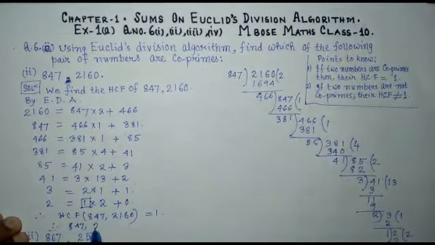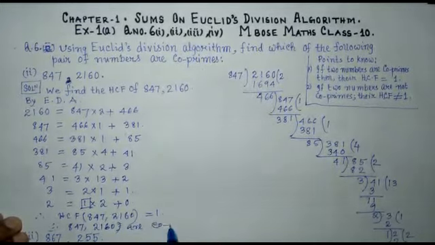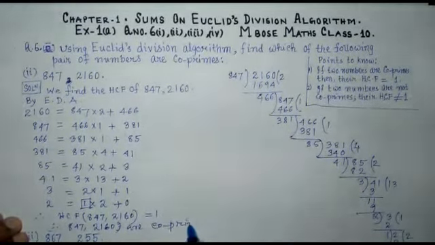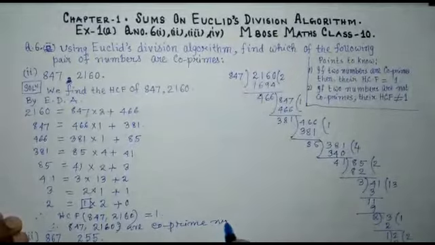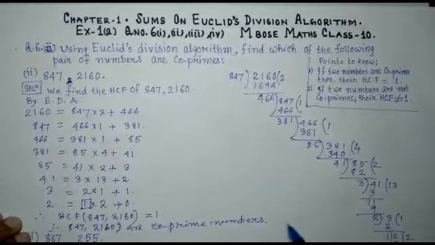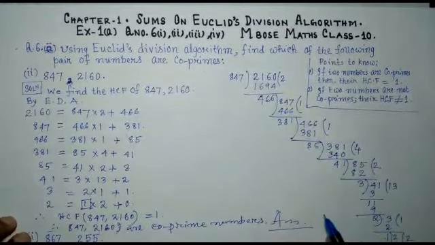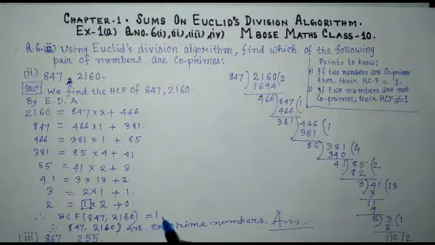847 and 2160 are co-prime numbers. We can write it like this: are co-prime numbers. So that is the answer of the sum. So you have to do the division correctly, and if you get the HCF 1, the two numbers will be co-prime, and if the HCF is not 1, the two numbers are not co-prime.